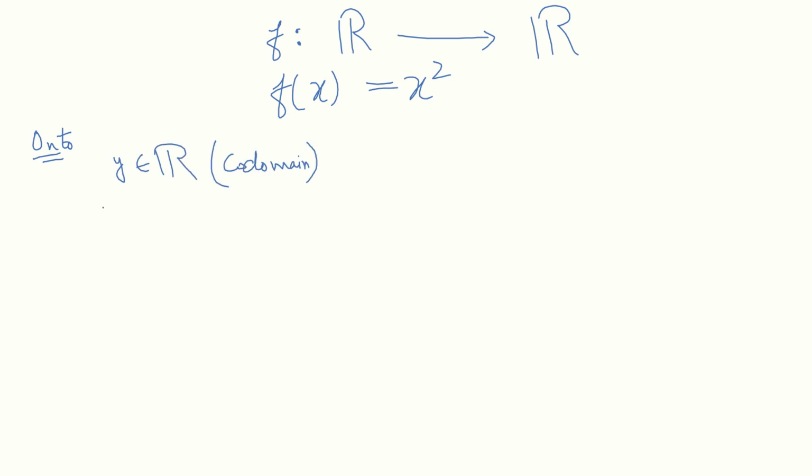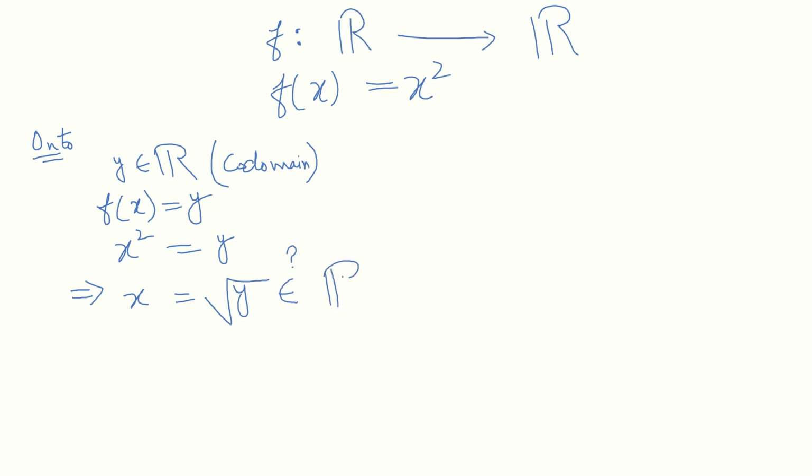Let us find the corresponding x in the domain, if it exists, such that f of x is equal to y. f of x is equal to x squared, so we have x squared equal to y. This means that x is equal to the square root of y. We need to make sure that x belongs to the set of real numbers. Does it belong to the set of real numbers for all elements y?